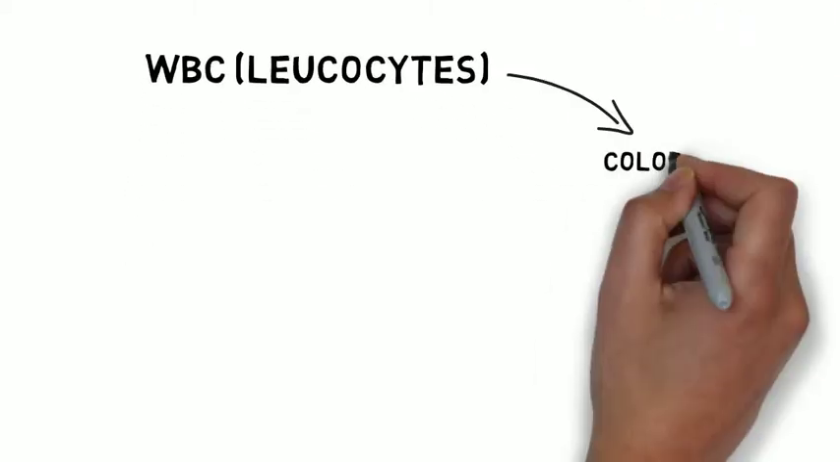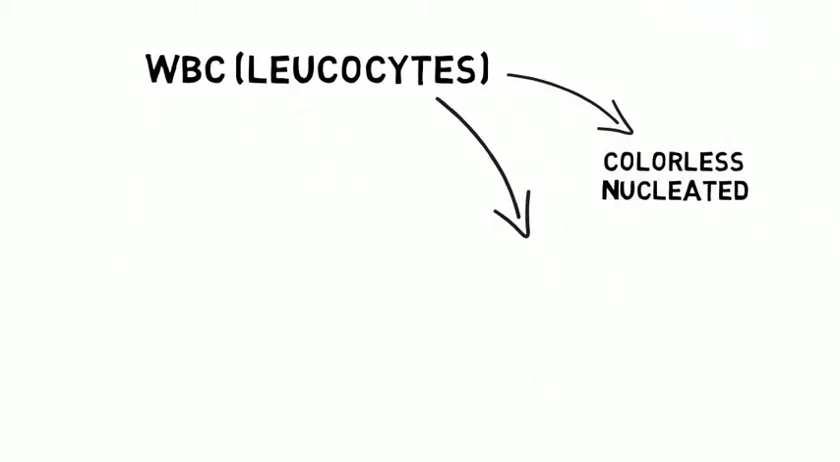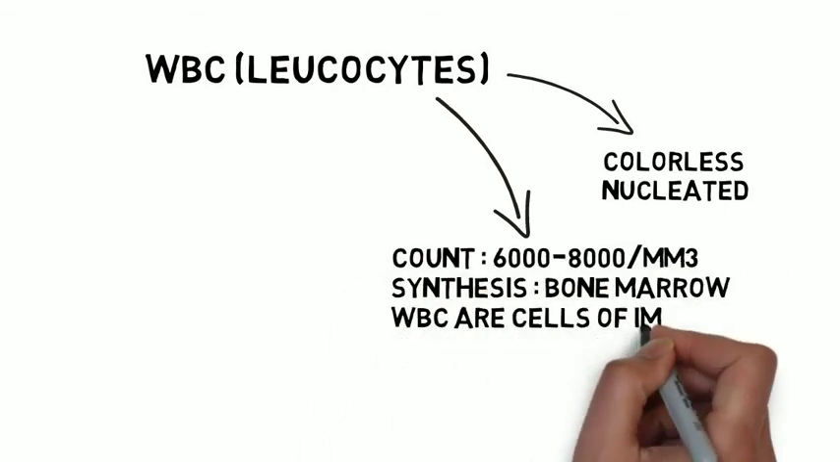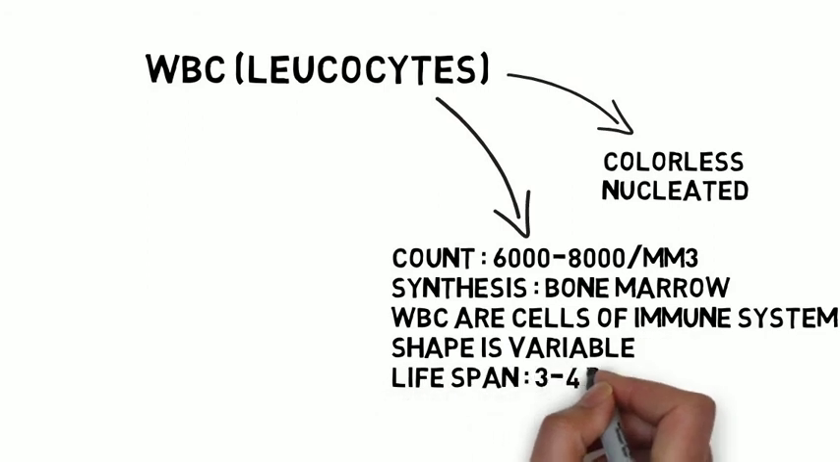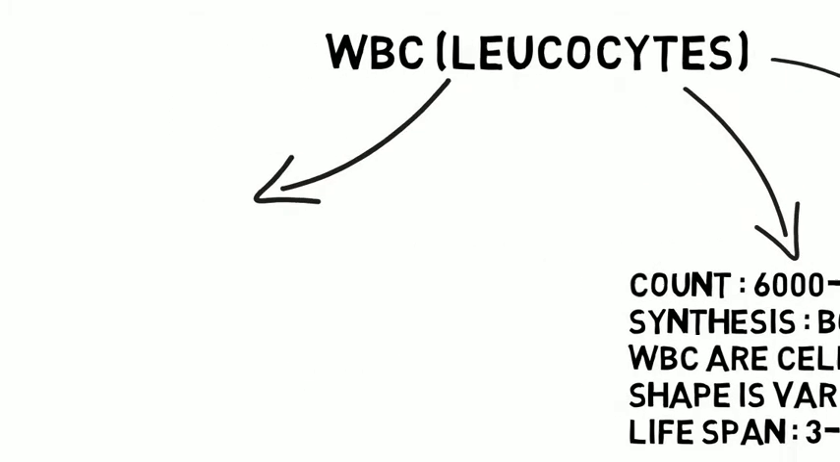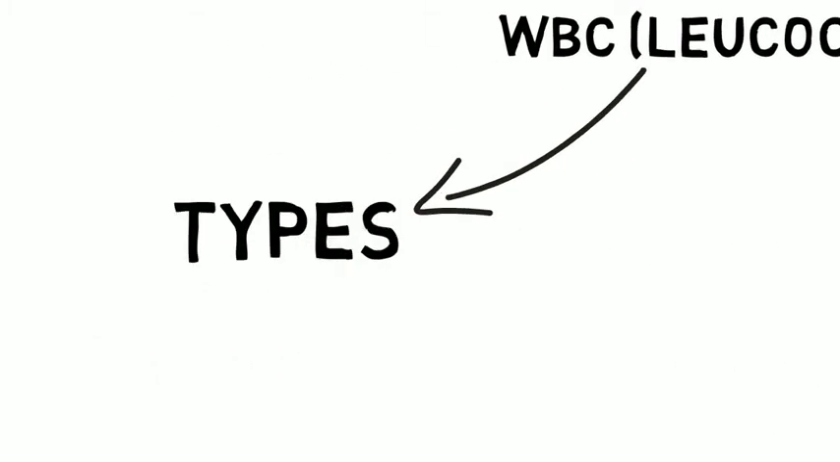WBCs or leukocytes. WBCs are colorless and nucleated. The count is 6,000 to 8,000 per millimeter cubed. Synthesis of WBCs takes place in bone marrow. These are cells of the immune system. Shape is variable and lifespan is 3 to 4 days.